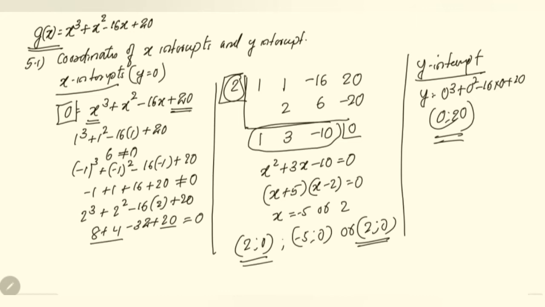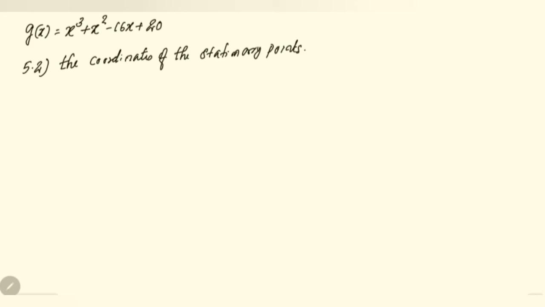Okay, let us move to the next question. The next question is you have to find the coordinates of the stationary point or turning point of this cubic graph. You know that the method is differentiate and equate to 0, right? That is dy by dx is equal to 0. So you have to differentiate. This is y. So dy by dx is going to be 3x square plus 2x minus 16 times 1 plus 0. So this is the differentiated form, the derivative, then equate to 0, then solve for x.